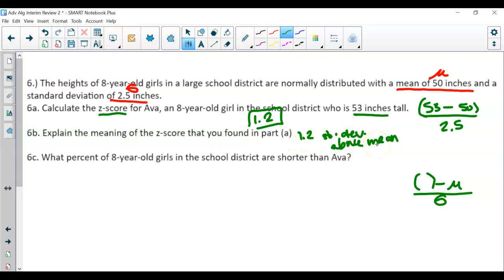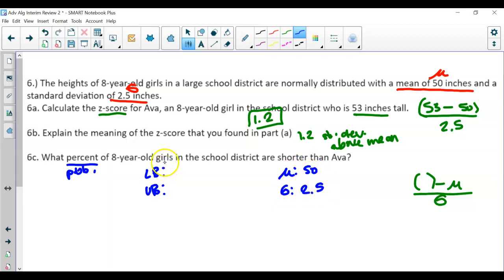Now, what percent of girls are shorter than Ava? So that's your percentage, going back to probability. So this is when we would now have to use the calculator because we have to look for that percentage or probability. Now, option 1, you could use the z-score, 1.2, or we could set up and identify the lower bound and upper bound because we already know the mean and standard deviation, which is 50 and 2.5.